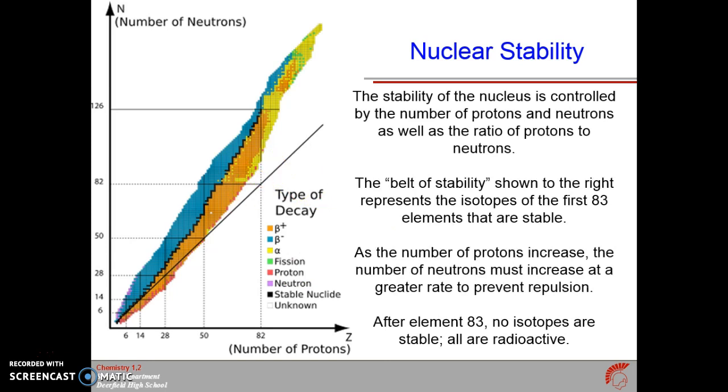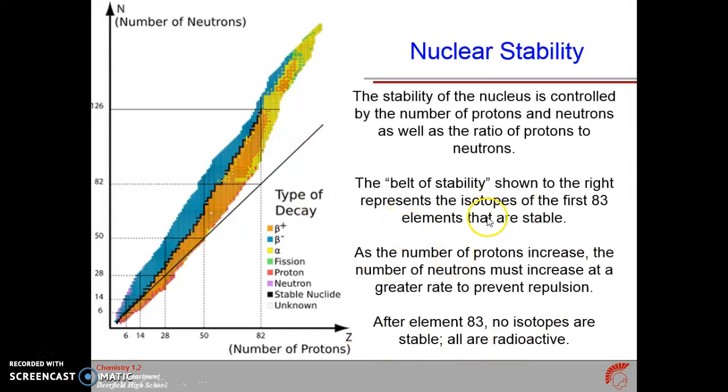So the stability of the nucleus is controlled by the number of protons and the number of neutrons, as well as the ratio. The belt of stability, which is the black staircase that I pointed out, represents the stable isotopes of each of the elements up through element 82. After element 82, there are no naturally stable isotopes. So uranium, everything's radioactive. Even though you can find uranium on Earth, it's radioactive, so it doesn't get a black dot. It gets a different color dot.